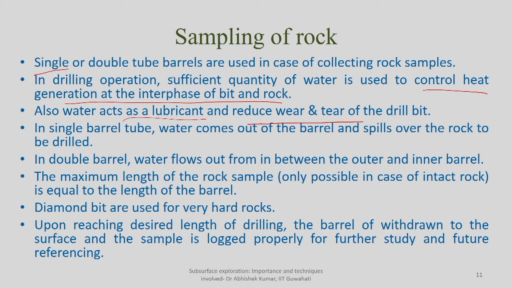So as mentioned here, in a single barrel, water comes out of the barrel and spills over the rock, because the drill is attached to the bottom. So water comes out through this drill bit and spreads onto the rock sample. In case of a double barrel, water flows out in between the outer and the inner barrel, and the inside barrel will contain the rock sample. So the maximum depth of rock sample you can actually take out depends upon the length of the barrel.